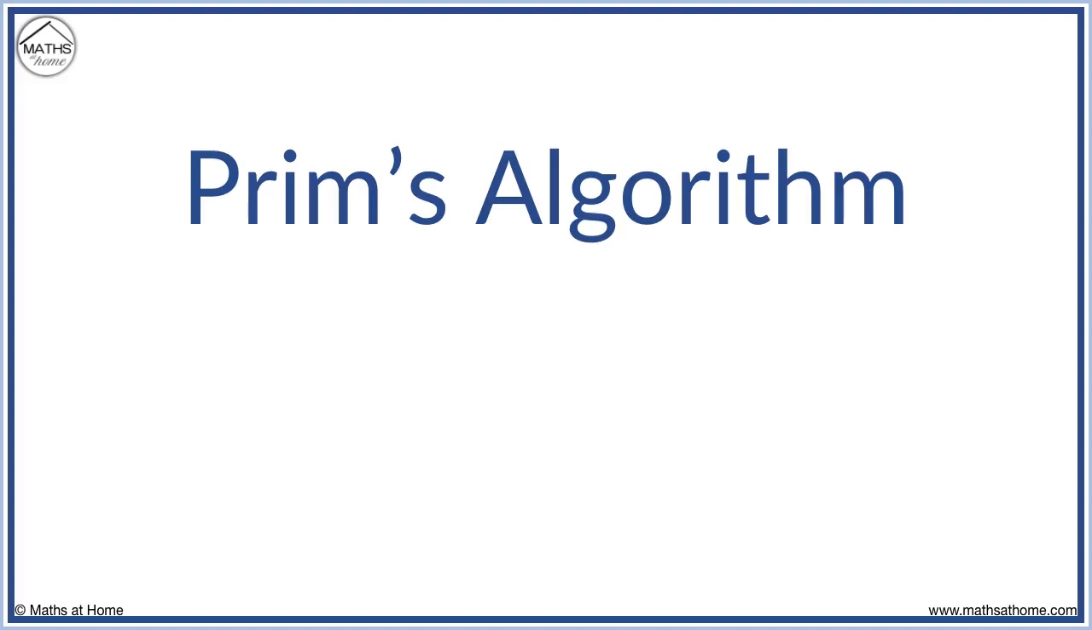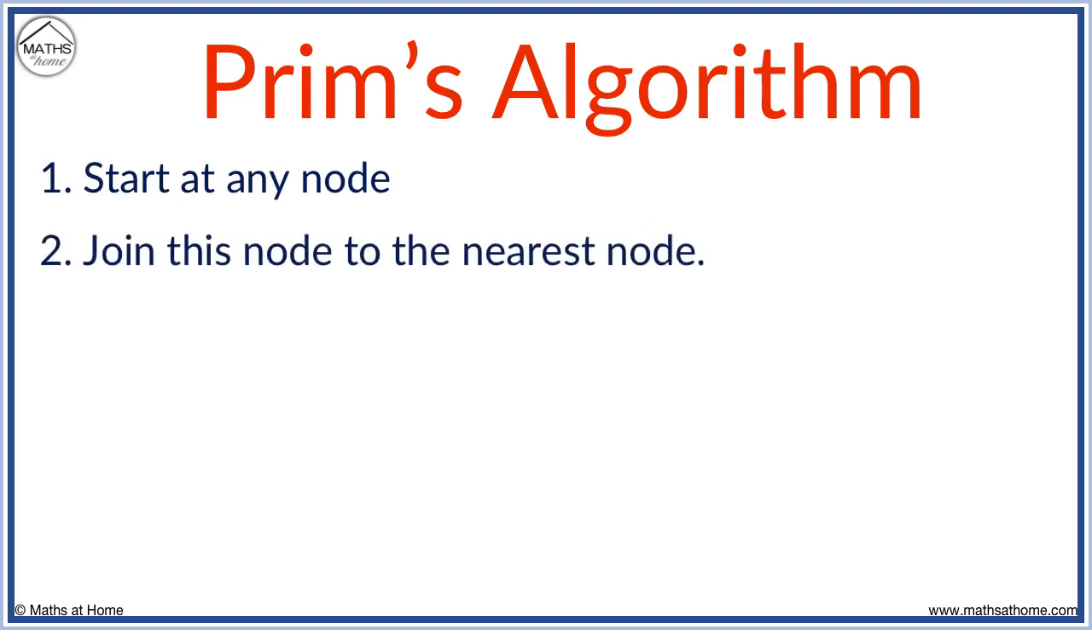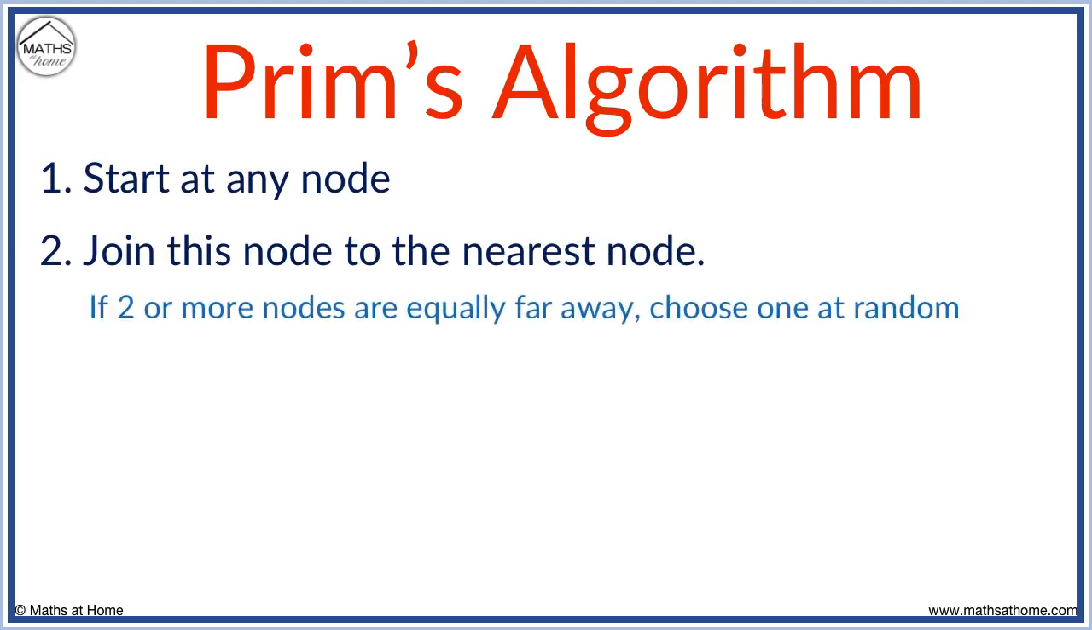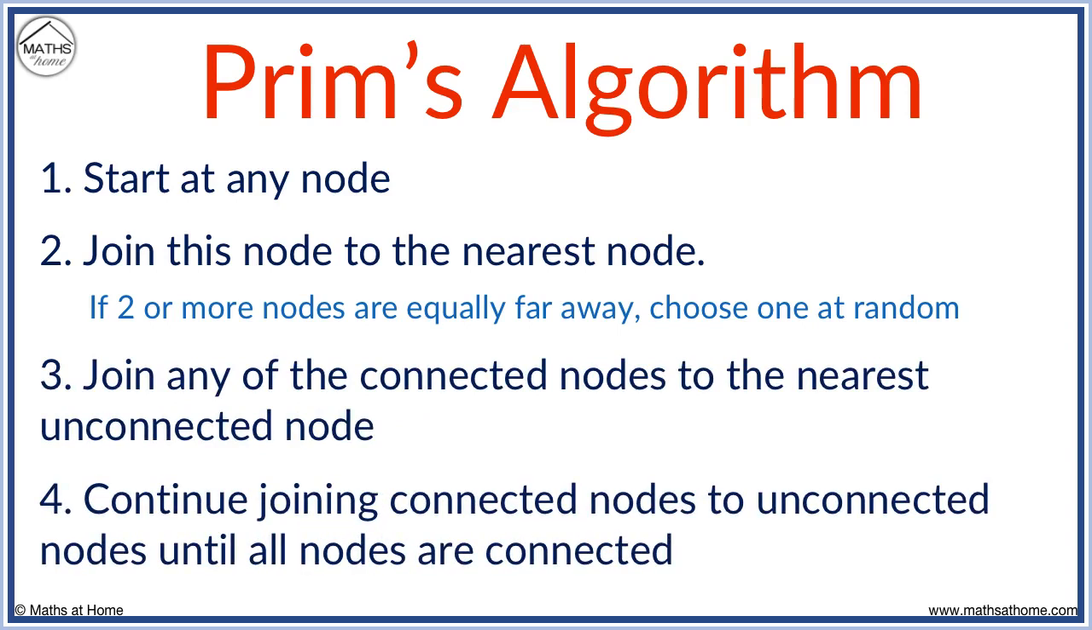In this lesson, we learn how to use Prim's algorithm to find the minimum spanning tree. To use Prim's algorithm, first start at any node. Then join this node to the nearest node. If two or more nodes are equally far away, choose one at random. Then join any of the connected nodes to the nearest unconnected node. Continue joining connected nodes to unconnected nodes until all nodes are connected.